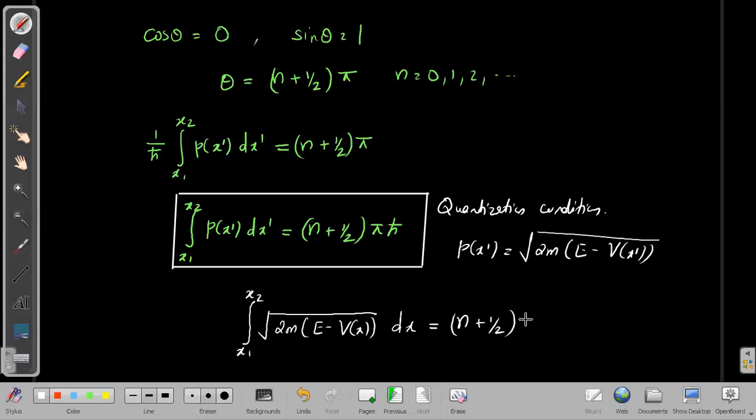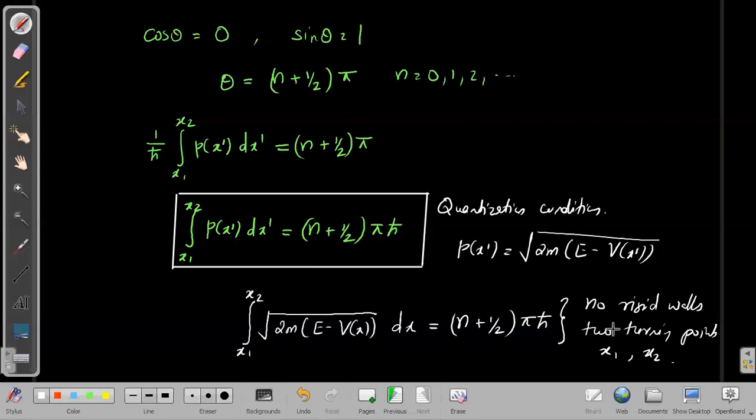So pi h cross is nothing but h by 2, so better I will write pi h cross. Okay, so with this we have found the quantization condition for energy. This is a condition for no rigid walls, but we have two turning points. Now from this it is very easy to solve the problem of harmonic oscillator. Using this condition, it is possible to find the energy of a harmonic oscillator.